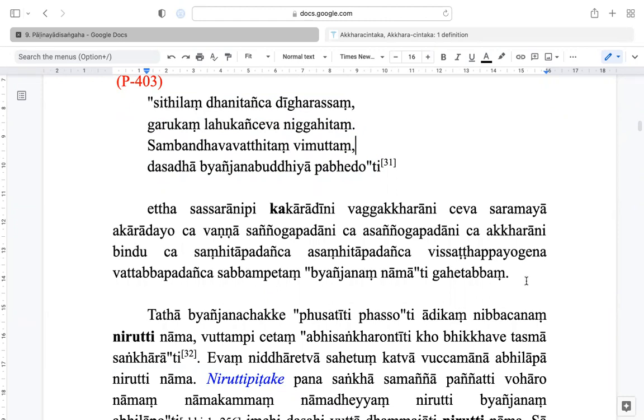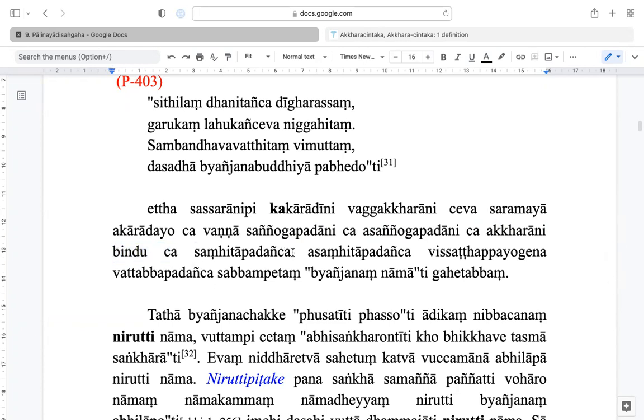Okay. So in this long sentence, there are so many ja. How should we connect and how should we separate them, Sayadaw? The first one is Sasarani Pikakaradi Wagakarani Ja. We have to take it as one group, right? The next one is Saramaya Akaradayo Jawana. That is the next group. And then Sanyoga Badanija Ekarani, Asanyoga Badanija Ekarani. And then Benduja, just one.